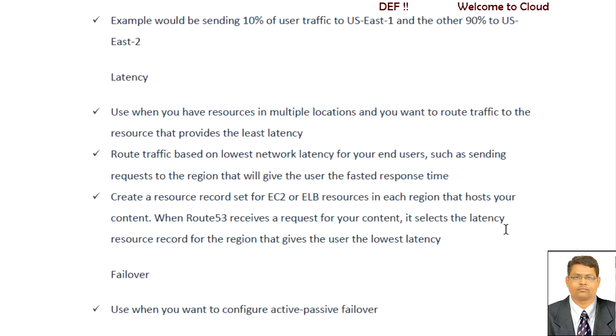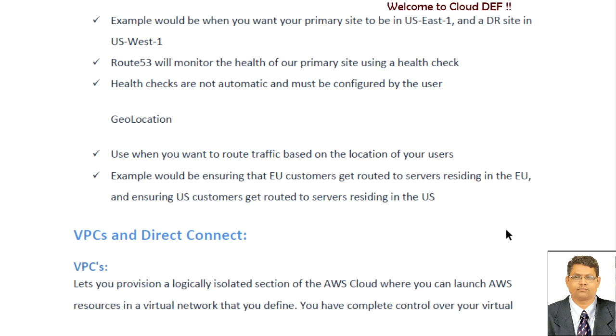Failover. Use when you want to configure active-passive failover. Example would be when you want your primary site to be in US East 1, and a DR site in US West 1. Route 53 will monitor the health of our primary site using a health check. Health checks are not automatic and must be configured by the user. Geolocation. Use when you want to route traffic based on the location of your users. Example would be ensuring that EU customers get routed to servers residing in the EU, and ensuring US customers get routed to servers residing in the US.